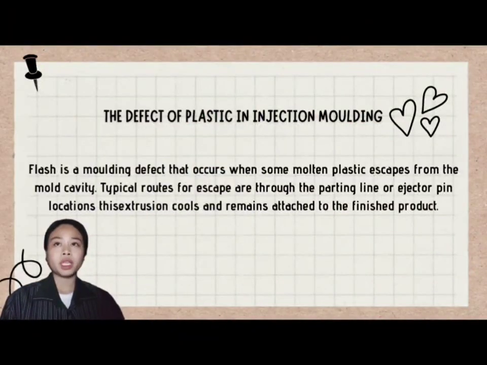The defect of plastic in injection molding. Flash is a molding defect that occurs when the molten plastic escapes from the mold cavity. Typically, the routes for escape are through the parting lines or where ejector pins are located. This extrusion cools and remains attached to the finished product.